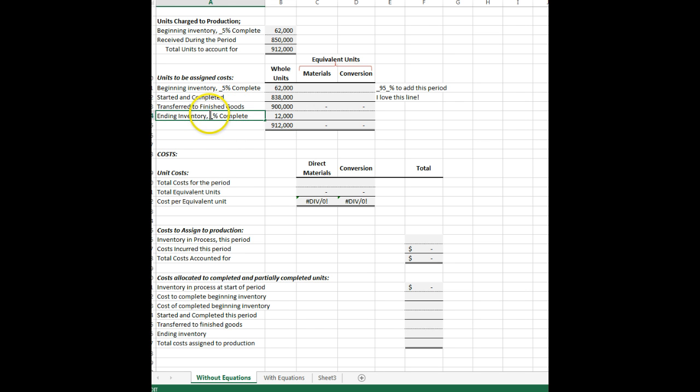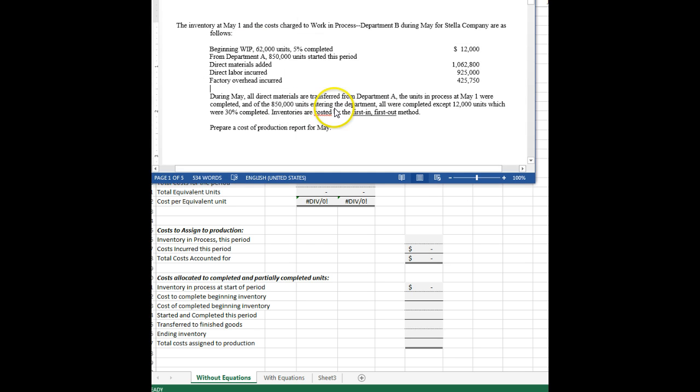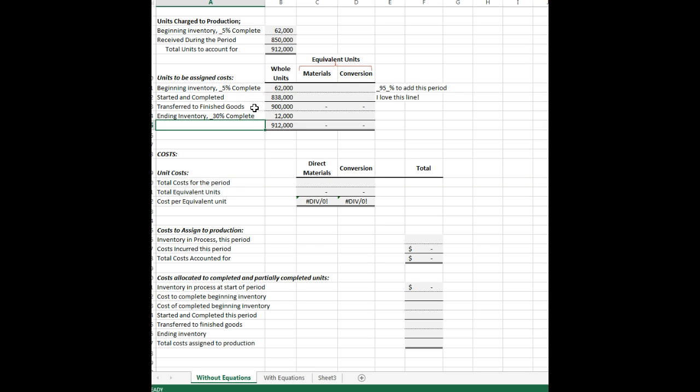There are 12,000 units, 30% complete, if I remember correctly. And we're always going to assume, unless we're told differently, that the materials are added at the beginning of the process.